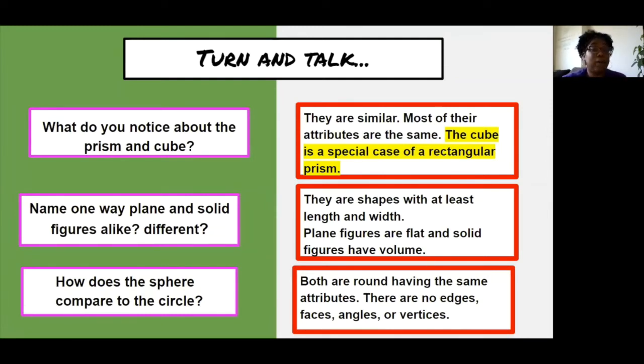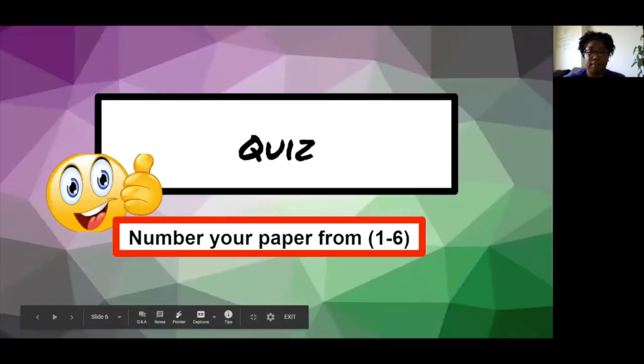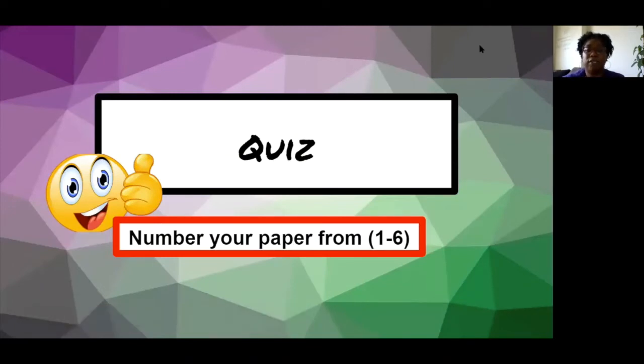So now it's quiz time. Okay? You'll need paper and pencil, and please number your paper from 1 to 6. Again, number your paper from 1 to 6. Feel free to fold your paper into sixes or just number your paper 1 to 6. That's fine. Here's what I'll do. I'll flash the question and then the answer. Feel free to press pause at any time after each question if you need more think time.